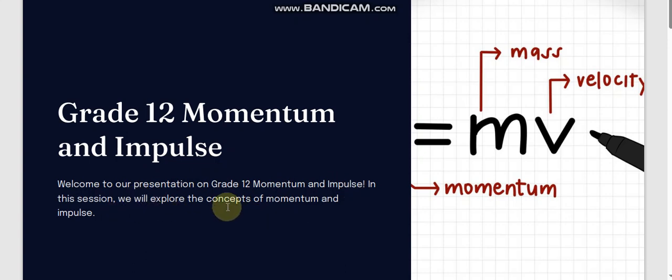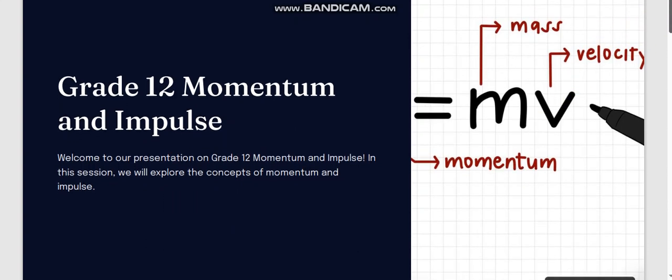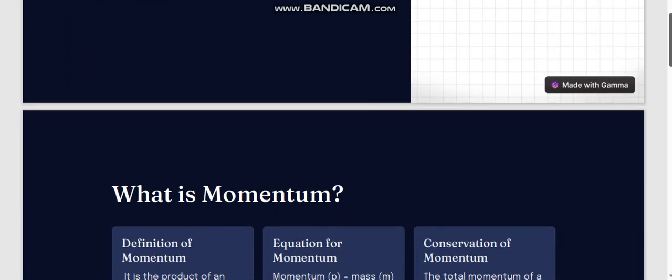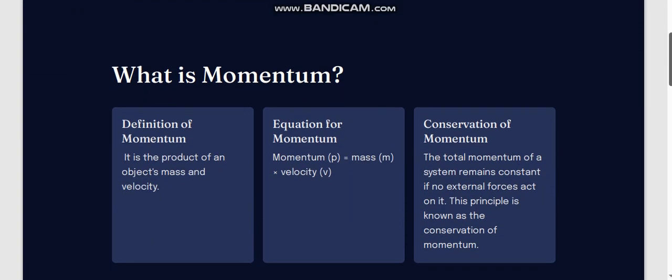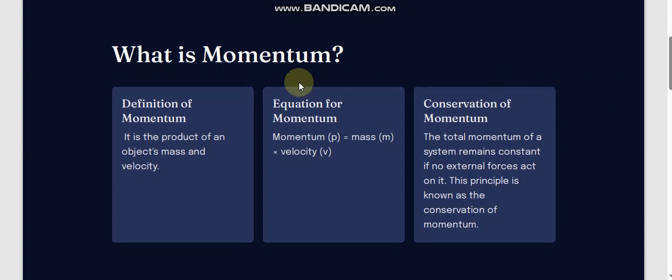In these sessions, we're going to be exploring more on momentum and impulse. I think this is the first topic in most of the physical sciences textbooks that you are using at your schools. So firstly, what is momentum? We'll be talking more regarding momentum. The definition of momentum is basically the product of mass and velocity.